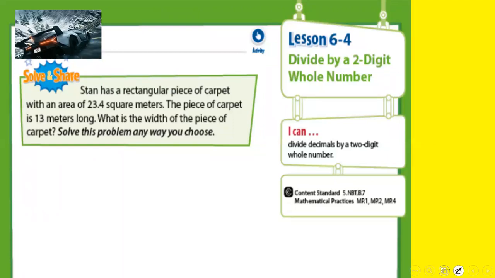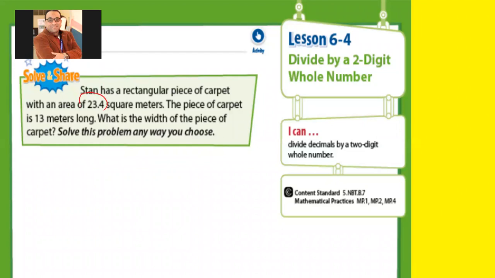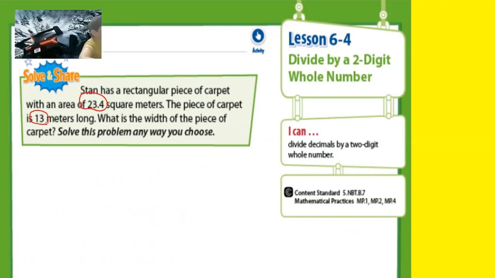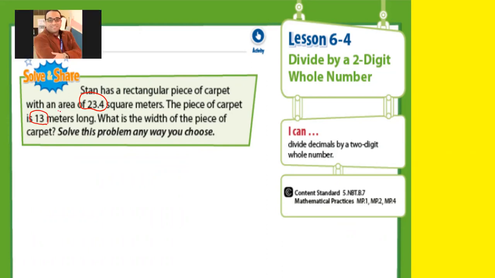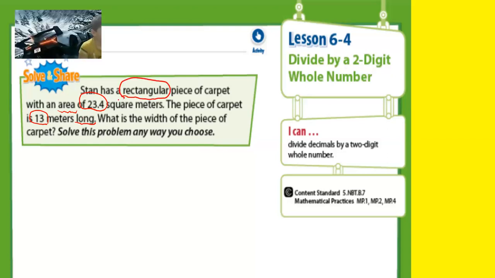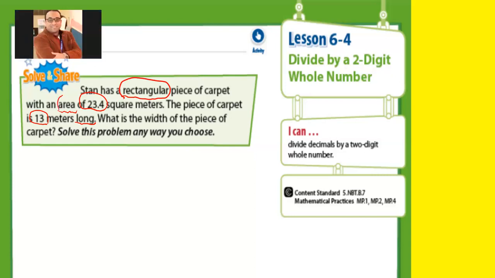Okay, Adam, we determined that we have two given points here. What are they? 23.4 and 13. What is this 23.4? It's an area, am I right? And this 13 is what? 13 is the length of the piece. From the beginning, the piece is in the shape of what? Rectangular. Very good.